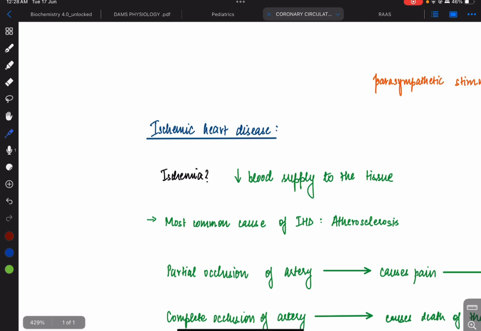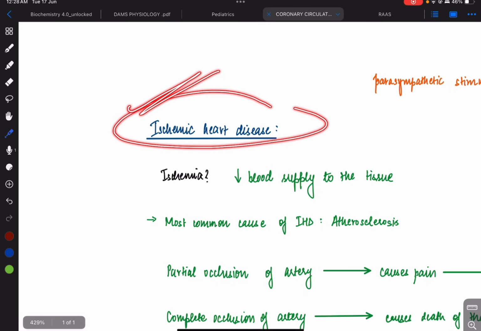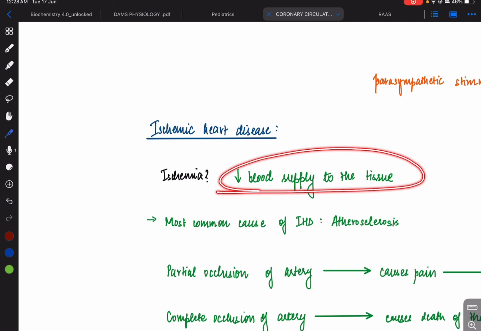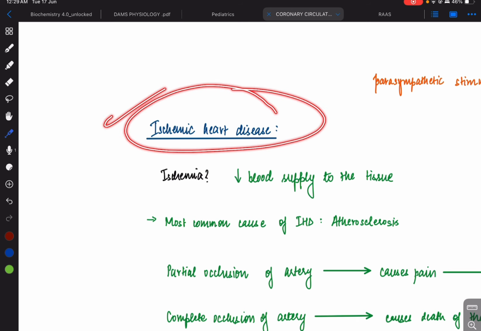So now getting on to the next topic, that is ischemic heart disease. First, let us discuss what actually is ischemia, right? Ischemia is the decreased blood supply to the tissue. Ischemia can be of any organ, not just the heart. It can be of the bowel, it can be of the muscles, it can be of any organ, right? So ischemia is a general term, and when the heart is not getting enough blood supply, we term it ischemic heart disease, right?